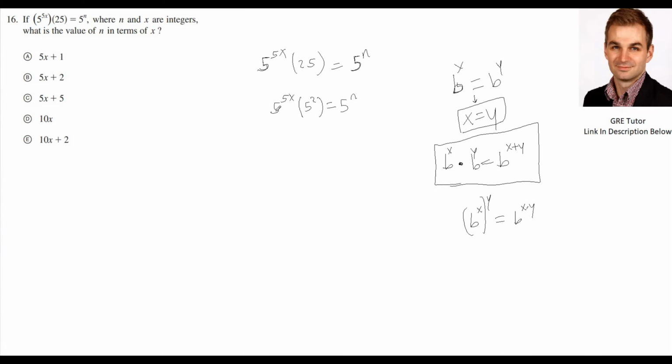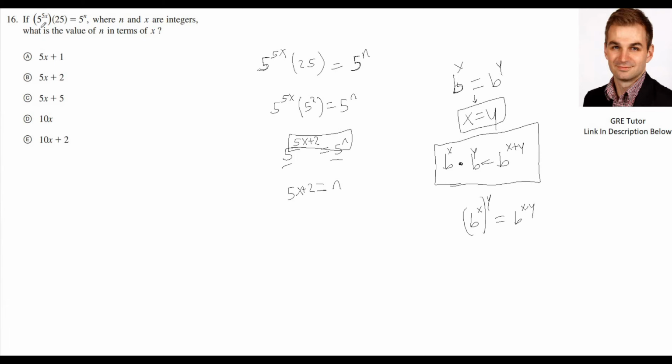So you can see here we have two bases, and we have the exponents of 5x and the exponent of 2. So we can change this into 5 to the 5x plus 2 is equal to 5 to the n. And now we can say that n is equal to 5x plus 2. We can say that these exponents are equal to each other because we know that these two bases are the same.